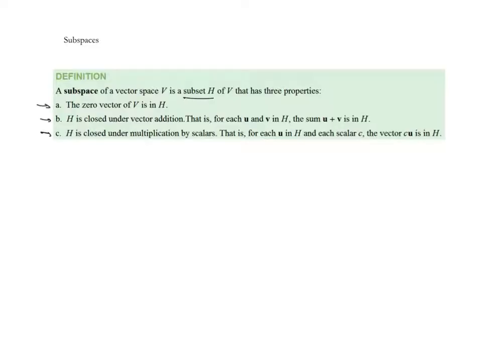It has to contain the 0 vector, and it has to be closed under vector addition. If I add vectors within my subspace, I produce vectors that are still within that subspace. And then it has to be closed under multiplication by scalars. If I multiply by a scalar c, I produce a vector that is still in that subspace. That's what it means to be a subspace, and we'll spend some time looking at that.